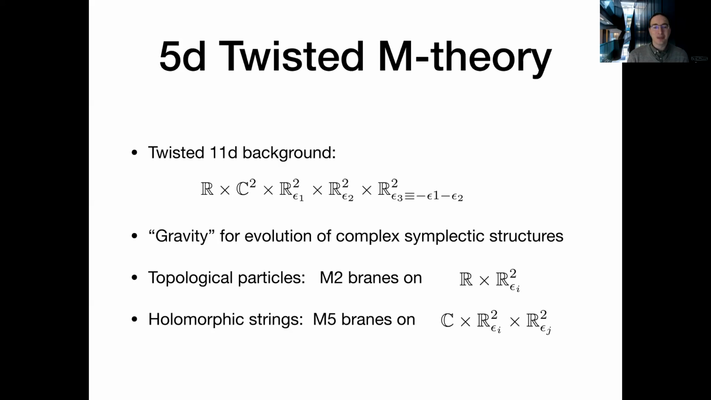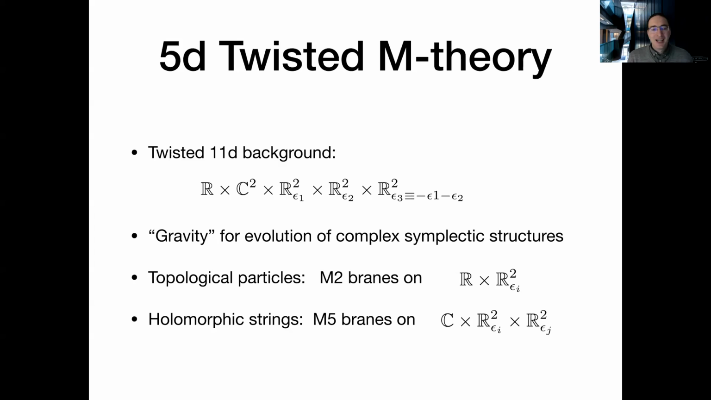Which kind of branes can I couple to this system? I have M2 branes and M5 branes. And in order to preserve supersymmetry, M2 branes must have two directions along the omega-deformed space-time, and M5 branes have to have four directions along the omega deformation. So then M2 branes will give you particles, topological particles, which actually essentially wrap the topological factor. They move along time.